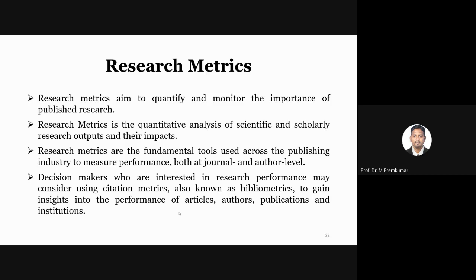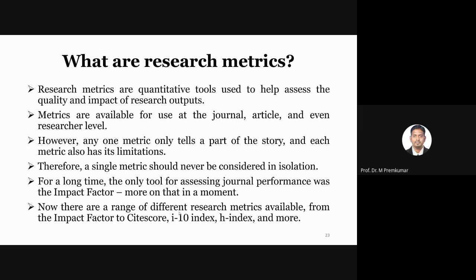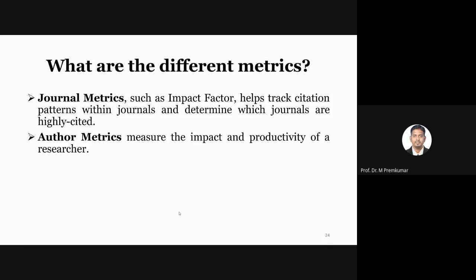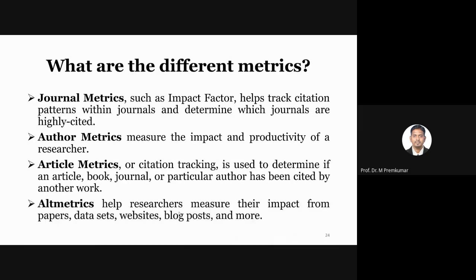So what research metrics are available? That I'll be telling you. Various research metrics are available. One is journal metrics. This metric talks about only the journal quality. The journal metric available is the impact factor, which everyone knows, right? The impact factor is assigned to the journal, not to the author. So obviously I can say the impact factor is the journal metric.